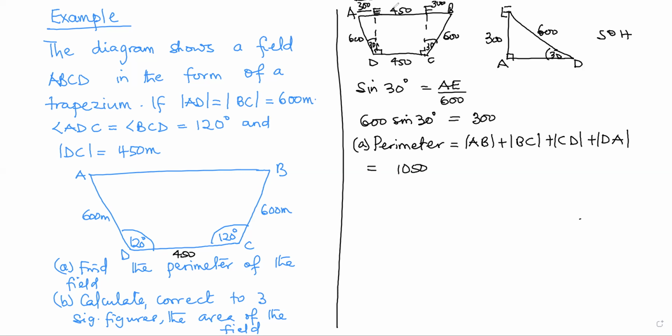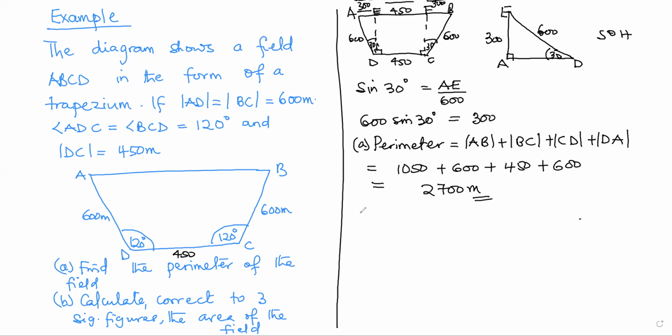Got this part plus this part plus this part. And so that's 1050 plus my BC. BC is 600, CD is 450, and DA is 600. So when we sum all, that will give us our perimeter. So adding 1050 to 600 to 450 plus 600, we'll be getting 2,700 meters. So therefore the perimeter is 2,700 meters.